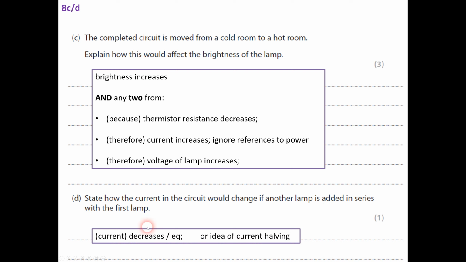So the last part then, current decreases, or the idea of it halving. So if I've added extra resistance, effectively I've doubled the resistance in the circuit. The current should halve to take account of that. So again, checking if you understand V equals IR. So that's question 8, all done.